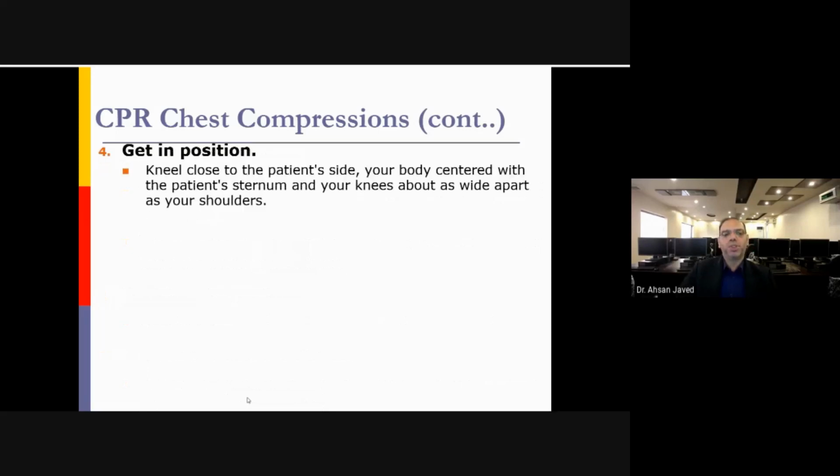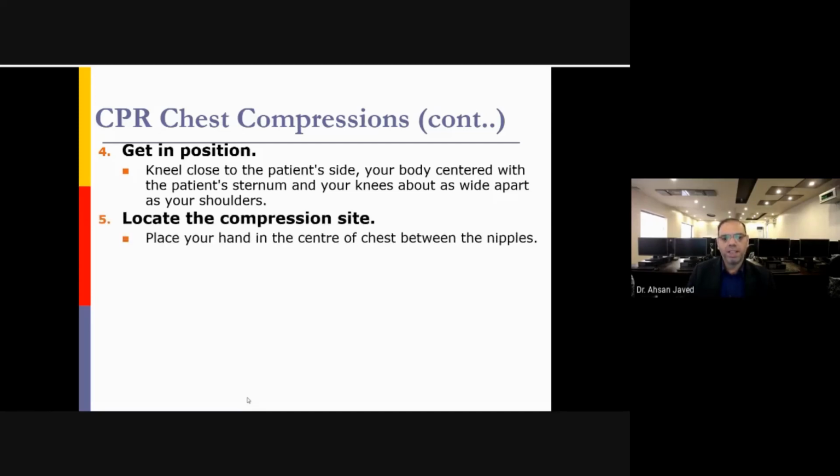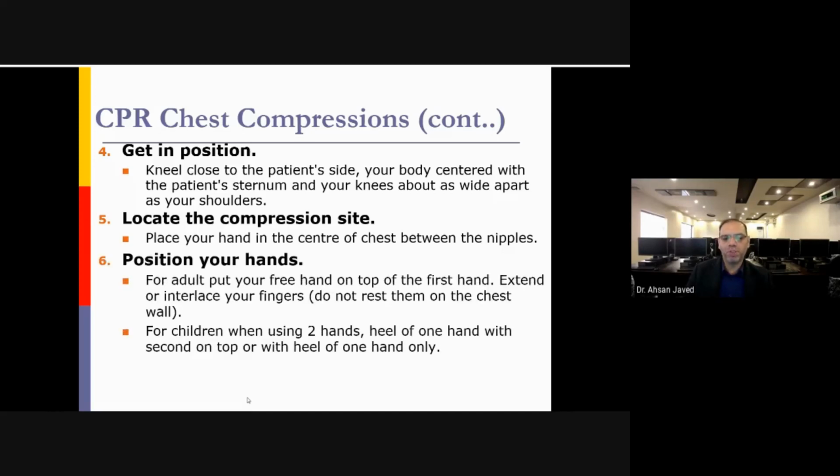So you get in position: you approach the patient from the right side, in a kneeling position close to the patient's right side, with your body centered over the patient's sternum and your knees about as wide as your shoulders apart. Then you locate the compression site. Place your hand at the center of the chest, forming an imaginary line between the nipples that joins both nipples of the patient.